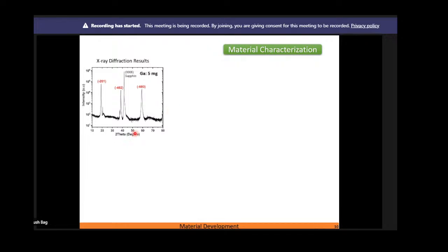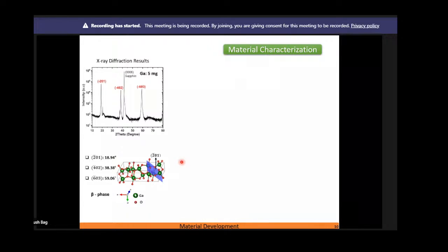Now this is the XRD plot, or X-ray diffraction results. From here, first of all, we can confirm that we are getting this gallium oxide material, and from this sharp peak, we can also confirm that the quality of this gallium oxide is very high. Although there are 4 peaks, one is a sapphire peak, meaning the substrate peak, and these 3 peaks are essentially the parallel planes. You can see this is 201, 402, and 603. So we could get good crystalline quality of gallium oxide, which has this monoclinic structure, that is essentially the beta phase.